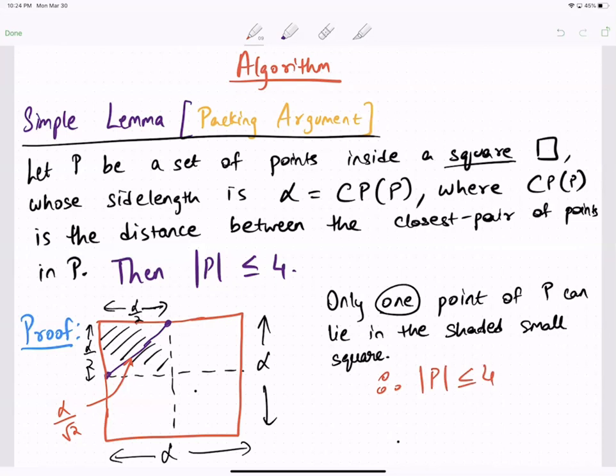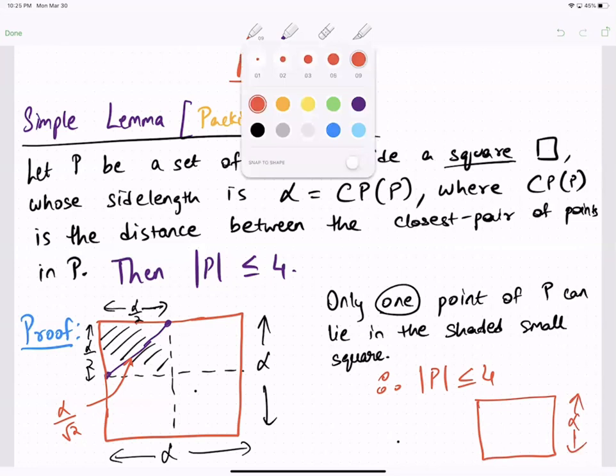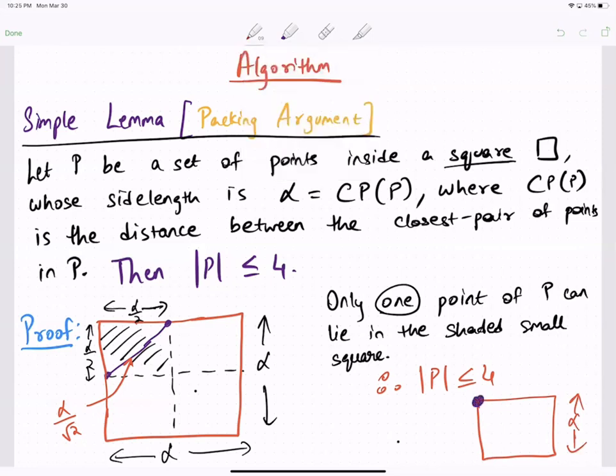To exactly realize 4 points, you have to take the square of side alpha and put all the 4 points at the corners. I think that's the only way you can pack 4 points inside the square. Try anything else and you can't pack 4. So this was the simple packing argument, which says that if there's a small enough square, then there cannot be too many points inside it. And that will be very useful going forward.